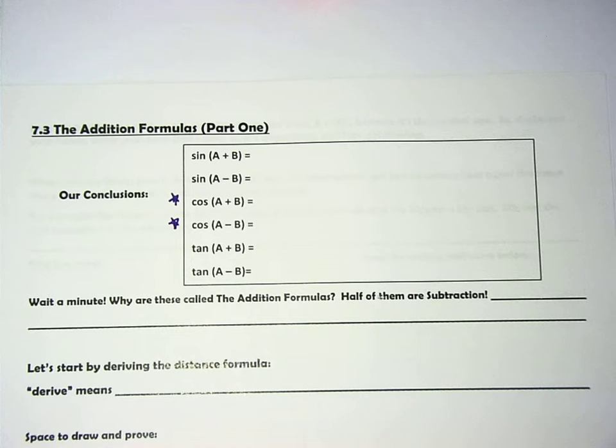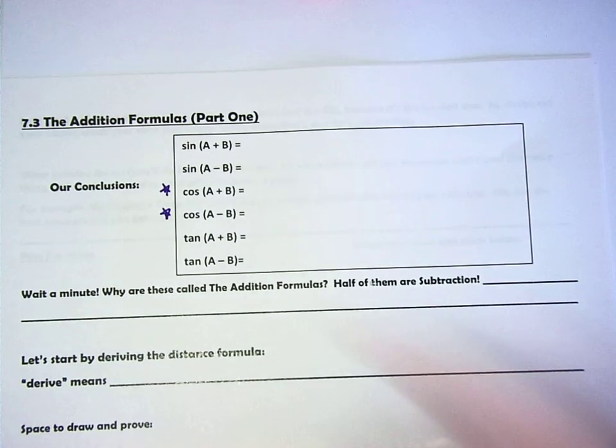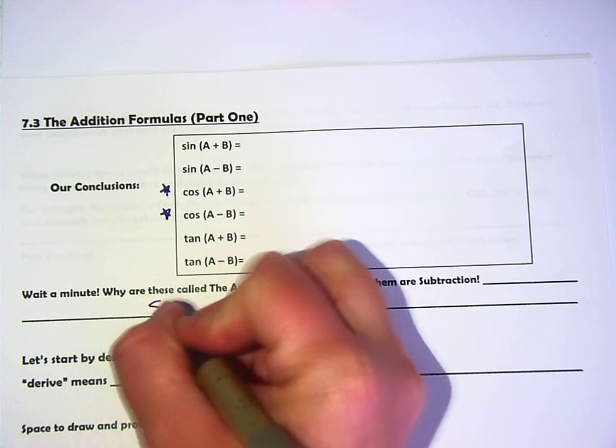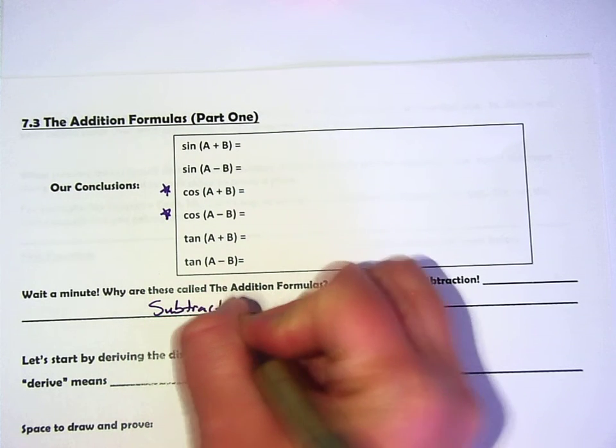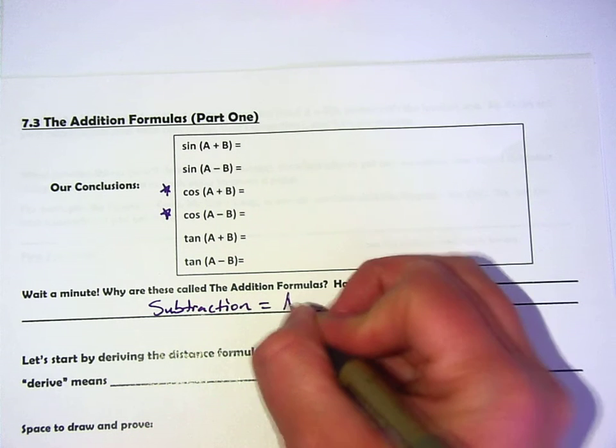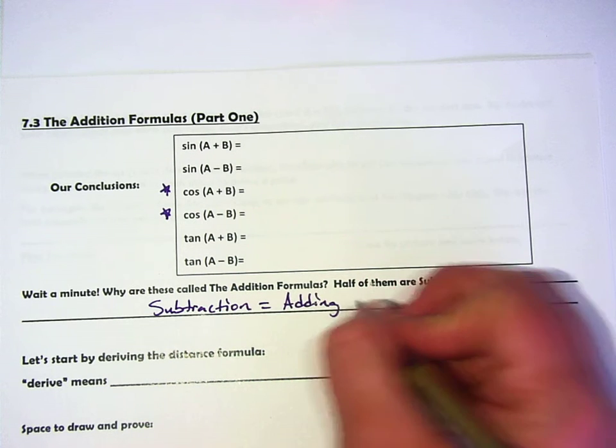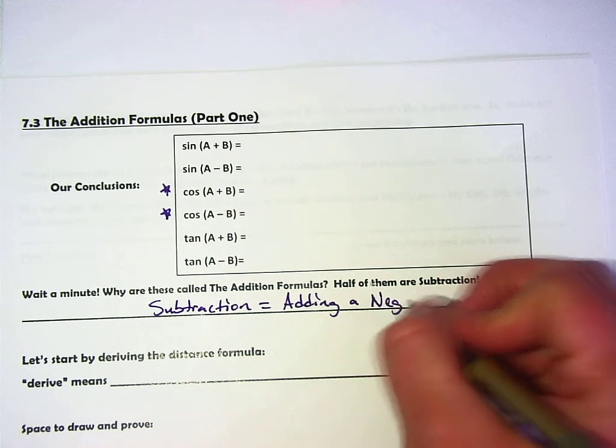Okay? All right, so why are these called the addition formulas? Half of them are subtraction. Anybody know? Right, so write down that subtraction is the same thing as adding a negative. So really, we'll call them all addition formulas.